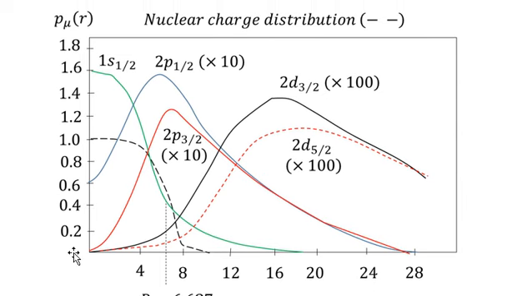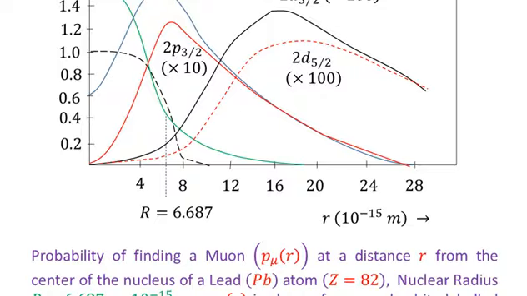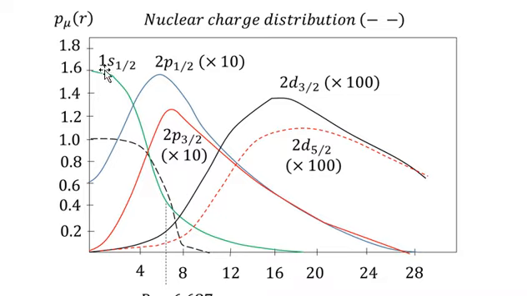So you see that the probabilities will vary from 0 to 1.8. And this is not the normalized probability. These have been shown for different orbits. For example, for the orbit 1s half, I have shown the green line. Note that this is not the electron, this is the muon, because I am talking about a muonic atom. So this muon can come very close to the nucleus. You can see its probability is very high, 1.6.